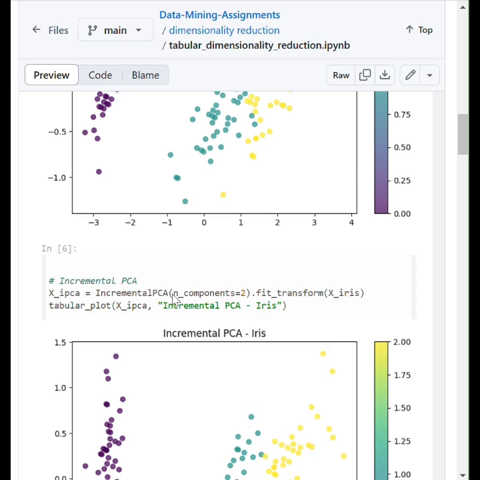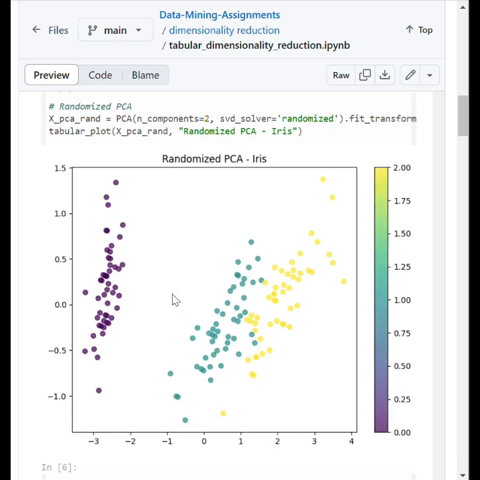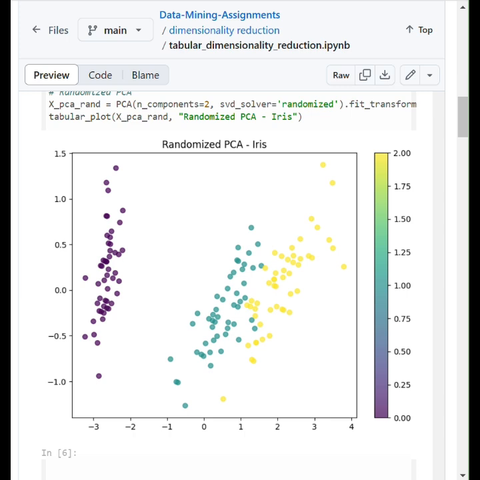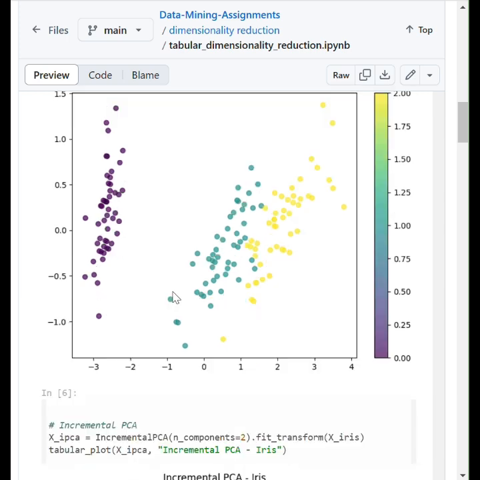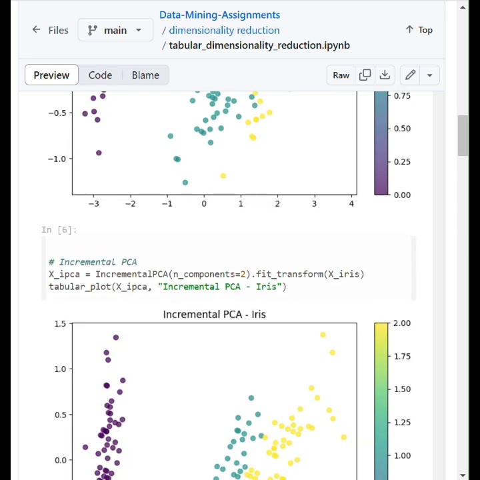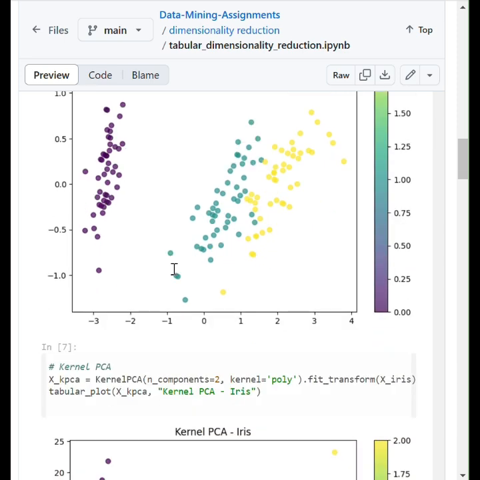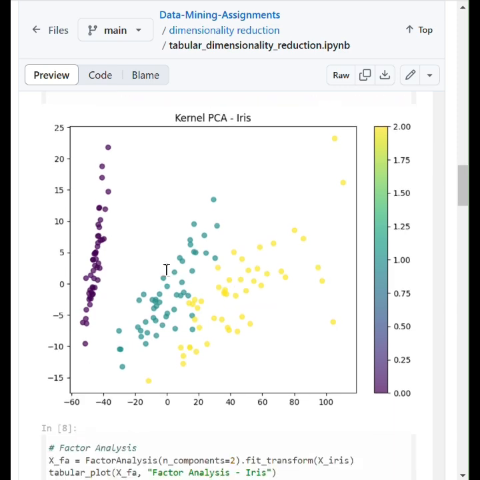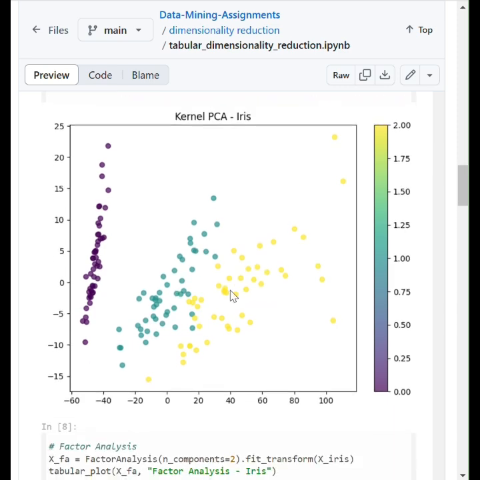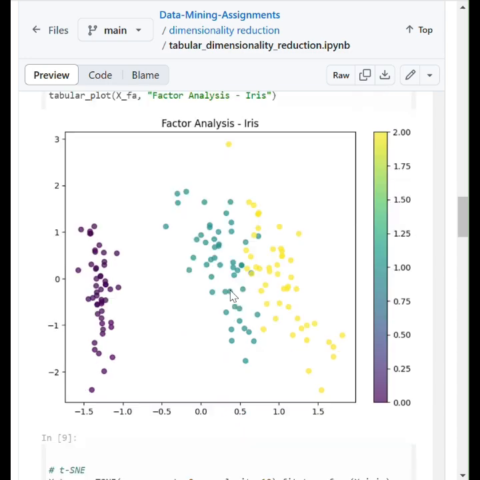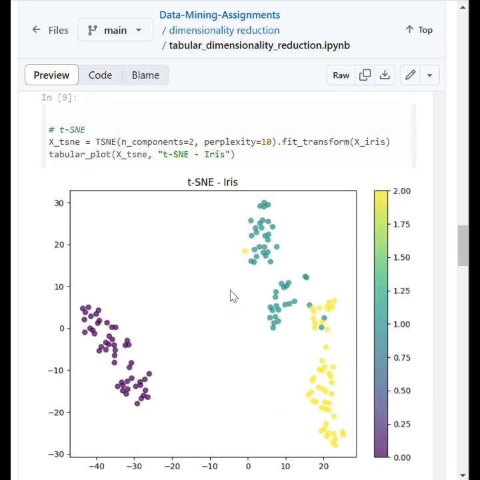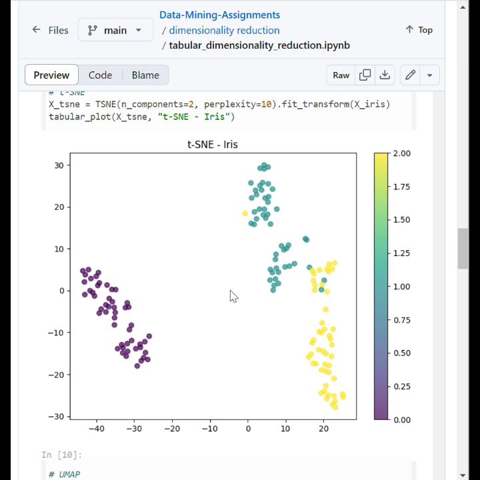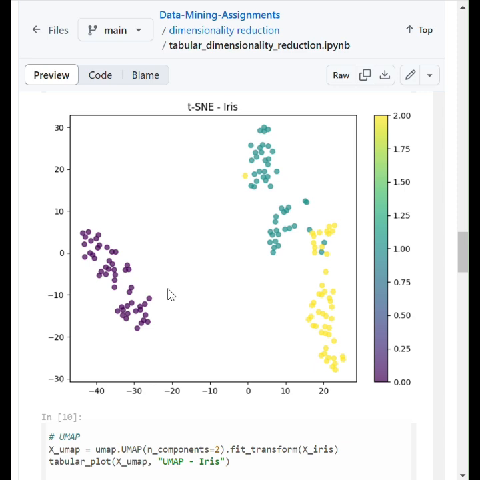We start with randomized PCA. It reduces the data to 2 components while preserving as much variance as possible. The plot shows the 3 species form overlapping clusters, indicating PCA is not fully separating them. Next, we use kernel PCA with a polynomial kernel to capture nonlinear relationships in the data. The plot shows how kernel PCA creates more defined clusters compared to linear PCA. Using t-SNE, we reduce the data to 2D for visualization. t-SNE separates the species better than PCA, but it's computationally more expensive.